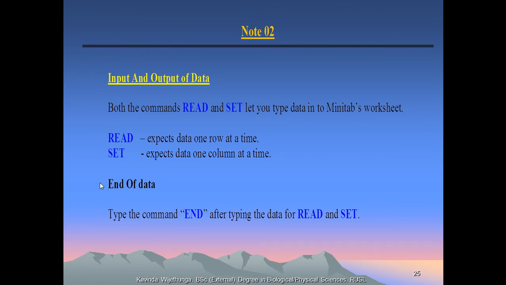Input and output data: both the read and set commands can be used to input data. The read command expects the data one row at a time, while set enters the data column-wise, for read row-wise. After typing the command, typing the data for read and set is stopped by the end command. At the end of the data, we have to use the end command.